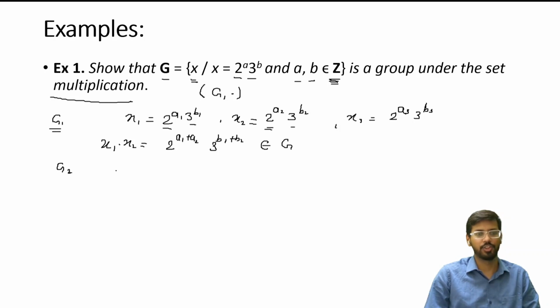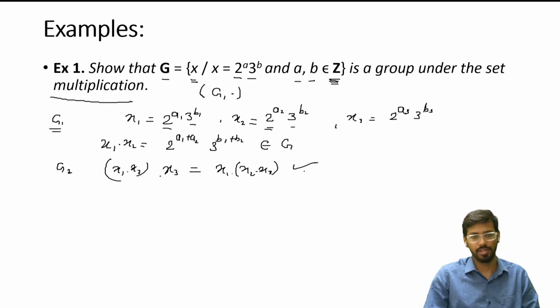Similarly, we can check associativity. (x1 · x2) · x3 is equal to x1 · (x2 · x3). This will be equal to 2^(a1+a2+a3), because we know that addition is associative: whether you group the first two and add the third, or add the first two after grouping the last two, it is the same. That is equal to 3^(b1+b2+b3).